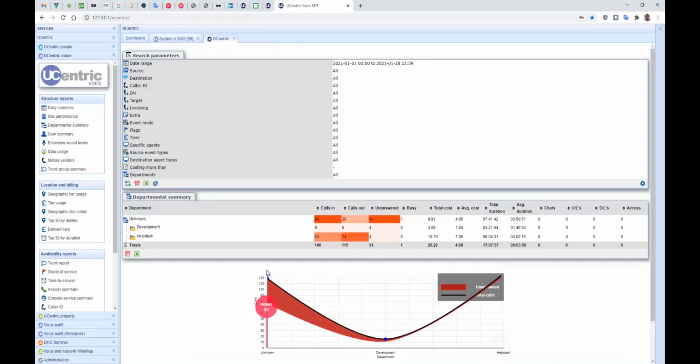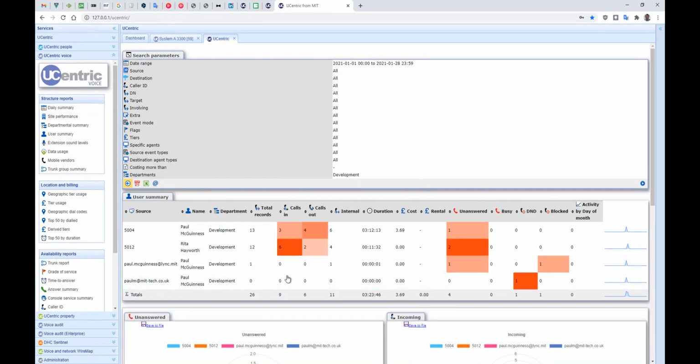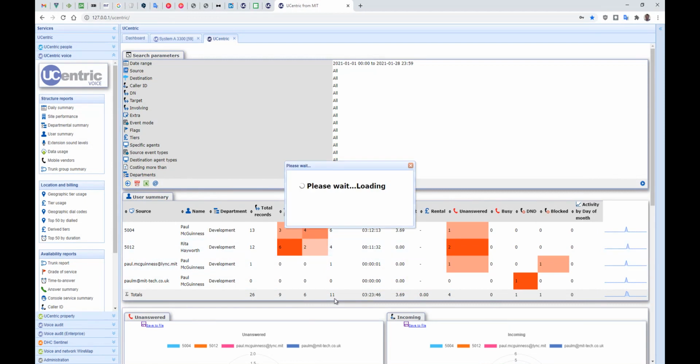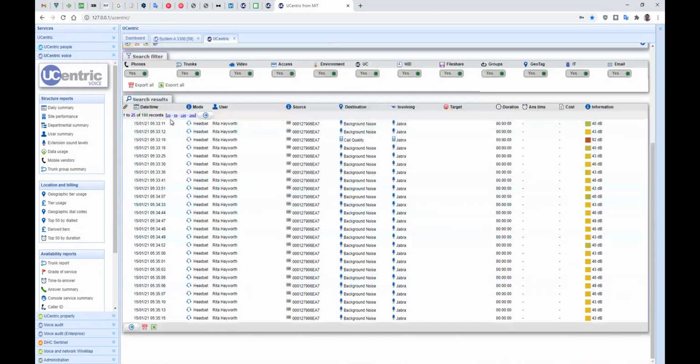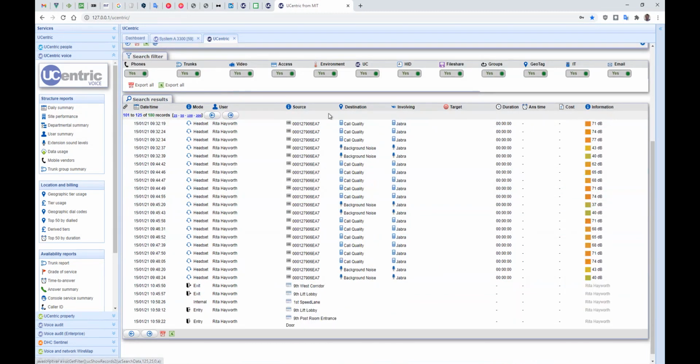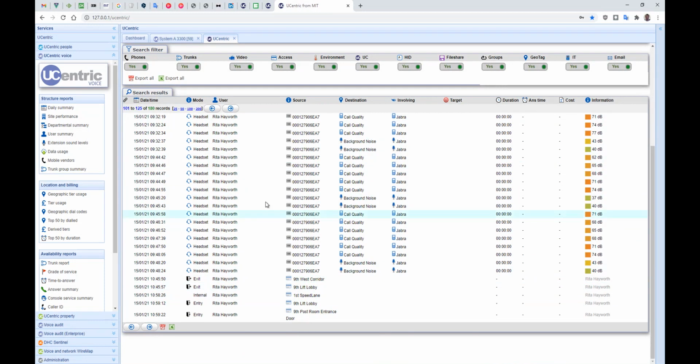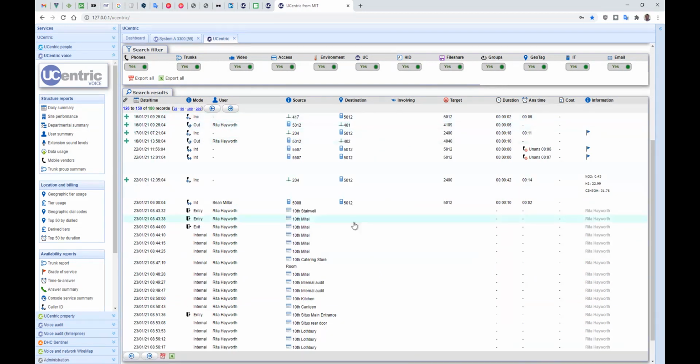Again, what we try and do is make everything point and click. So we can look at things from a departmental point of view and then drill down and see individual users and individual calls. But also, instead of just capturing calls, capturing things like noise information, background noise information from headsets, building access information. So we're capturing everything here. It isn't just about capturing calls, it's capturing all of the human events within an organization. So it's about people logging rather than system logging.